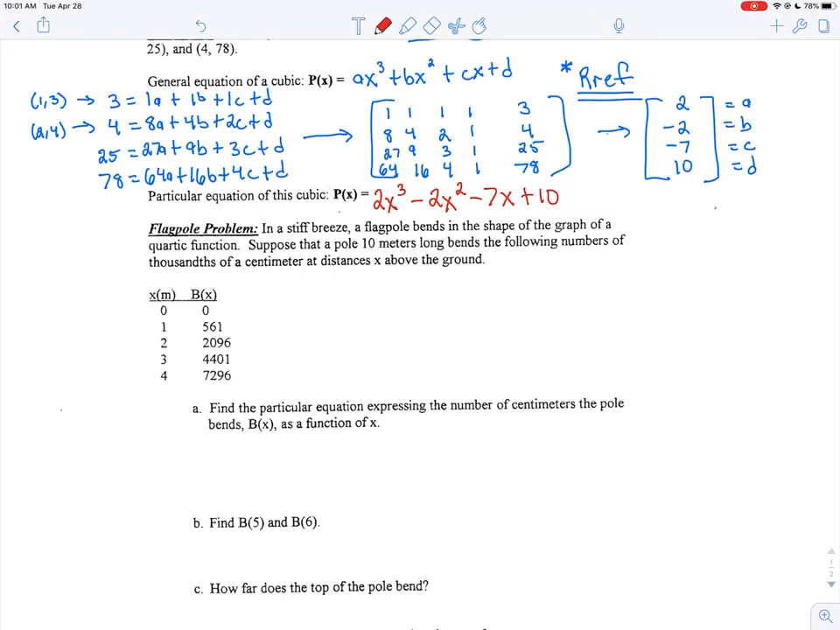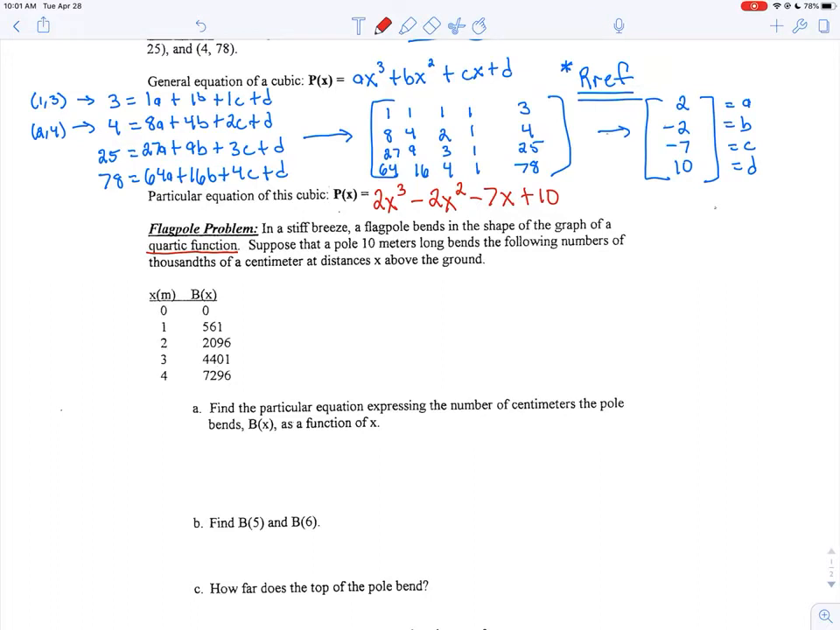All right, let's take a look at number 2, our flagpole problem. So this is telling us in a stiff breeze, a flagpole bends in the shape of the graph of a quartic function. So again, we highlighted cubic before. This is saying quartic function, so 4th degree. That's important. That's telling us how we need to set this up, what we need to plug this all into.